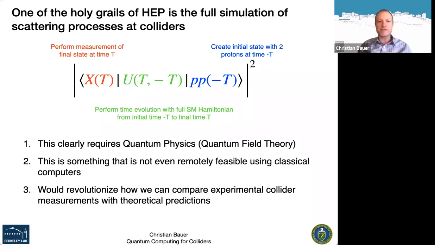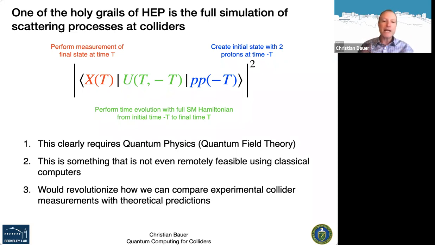This sounds really great. Now, clearly, this problem requires quantum physics, right? The Hamiltonian that sits in here is based on quantum field theory. And I need to somehow formulate this in quantum field theory. It should also be clear to everybody that this is not something that's even remotely feasible at the moment, right? I mean, nobody is trying to simulate from first principles a scattering process.